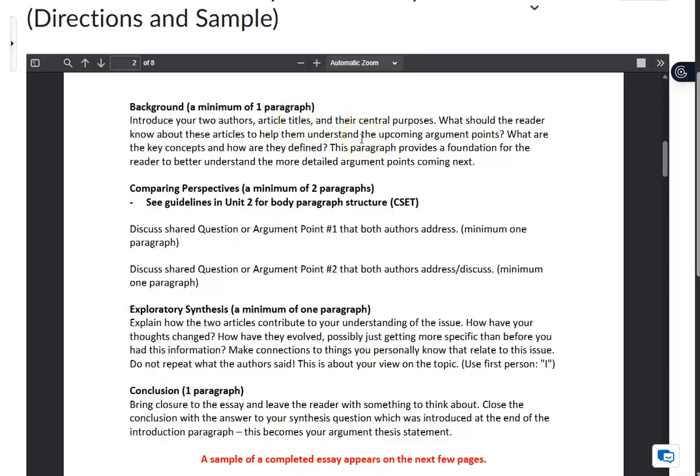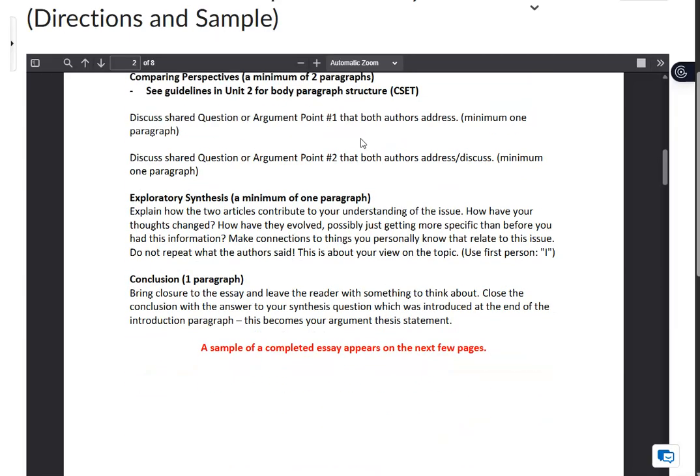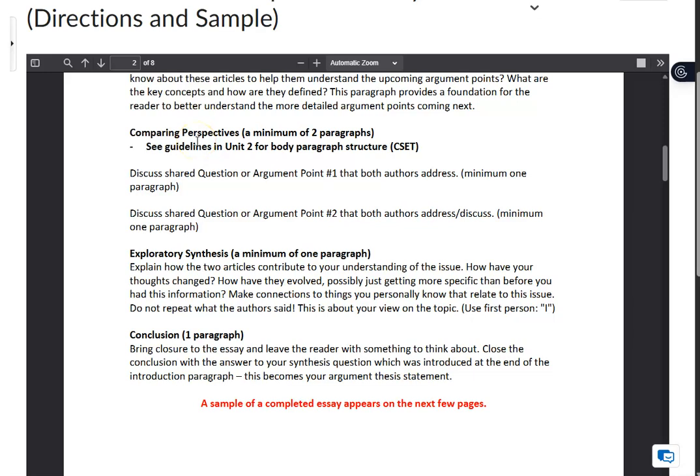We're going to have the background section, which is basically the introduction of the two articles and a little bit of summary, a little bit of a purpose statement. I'm going to show you that in the sample in a minute. We're going to have the comparing perspectives section, which is going to be a minimum of 2 paragraphs. It will not be one big paragraph. It's got to be at least 2, okay? So take the argument question that you asked in the comparing author perspectives graphical organizer. You had 3 of them. Pick your 2 best, okay?